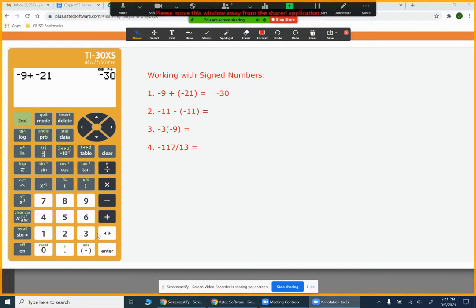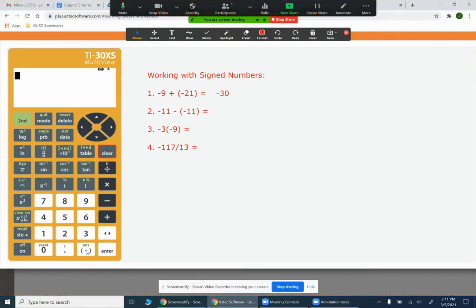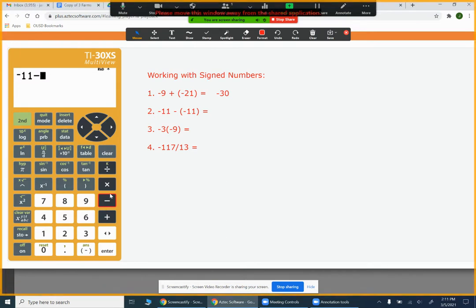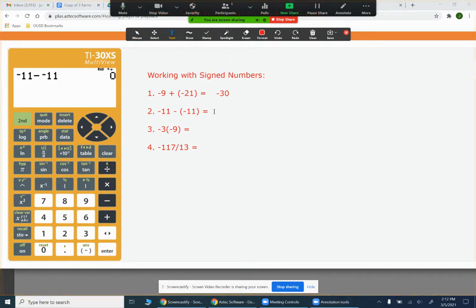Let's try the next problem. And whenever I start a new problem, I always make sure to clear so that my answers don't get mixed up. Again, here's the negative sign, -11 minus -11. So remember, minus and the negative sign are different. So I have minus here, I'm going to put -11. You can see how they're different. The minus sign is right in the middle, the negative sign is a little bit higher on that 11. So what happens when I do -11 minus -11? I actually end up with 0. So I'm going to put that answer in there.